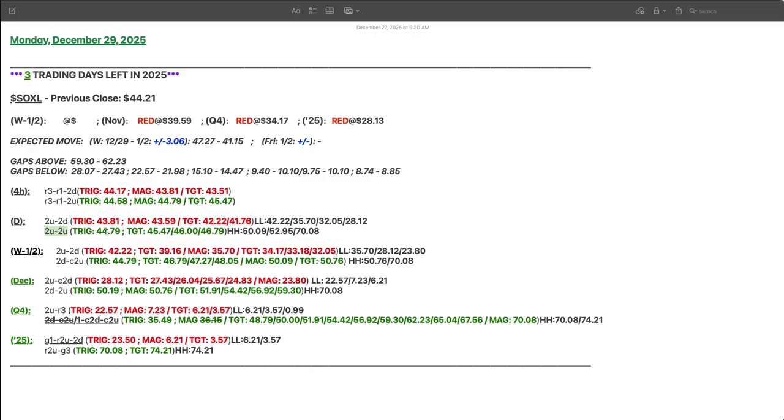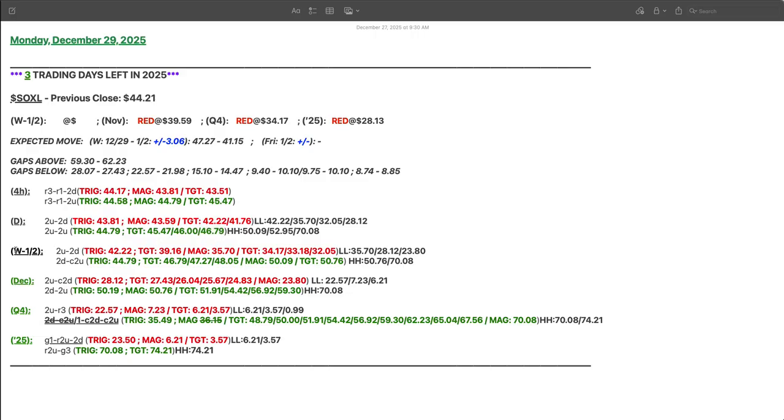If we go to the upside again, it would just be a continuation, no reversal, just a two up continuation, triggering at 44.79, targeting 45.47, 46 flat, and then of course that major support resistance level, last year's 50% level, which is 46.79.